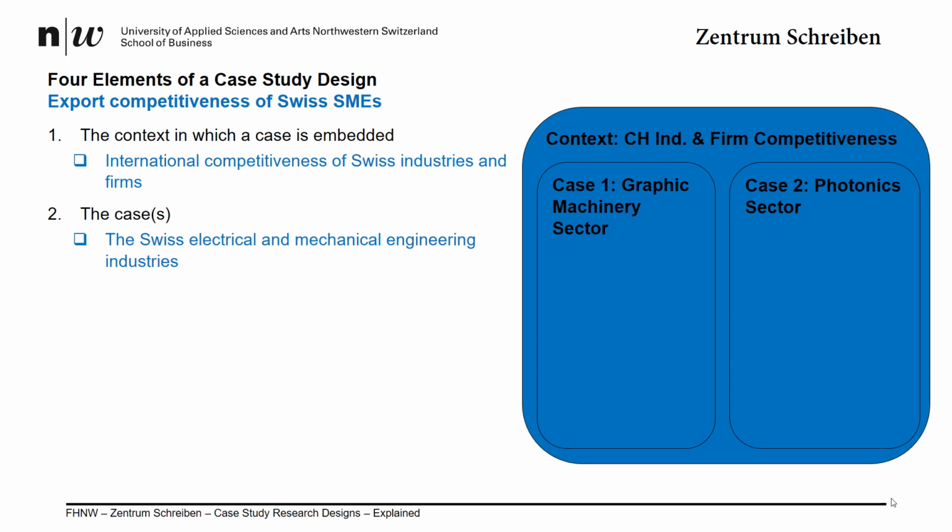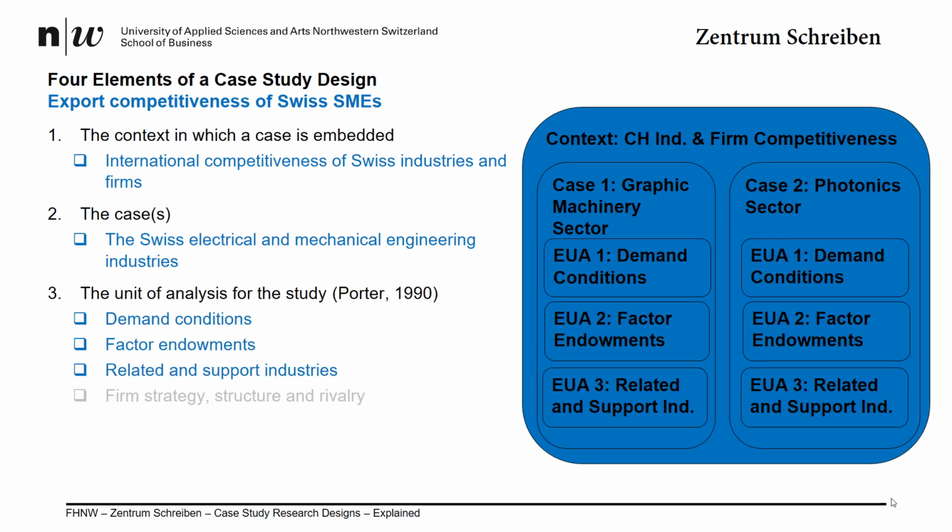In our example, we may choose to do this by having two cases. The first case could be the subsector of graphic and machinery sector, and the second case that of the photonics sector. The third element of a case study research design is the unit of analysis. In our first example, where we had a single case, which was the Swiss electrical and mechanical engineering industry as a whole, the actual case was our unit of analysis.